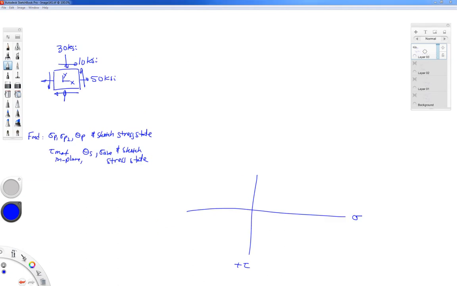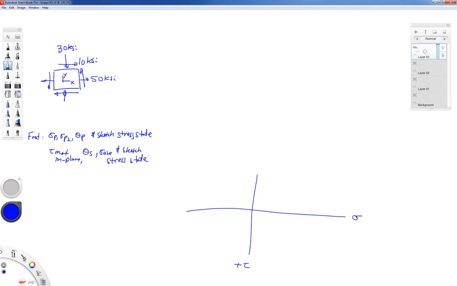All right, so for this example, we're going to start with our stress state that I have sketched here. It's a plane stress state, and we want to find the principal stresses, the principal angle, and sketch the stress state in that new orientation. We're going to find the maximum in-plane shearing stress, the maximum shearing stress angle, sigma average, and sketch that stress state in its proper orientation.